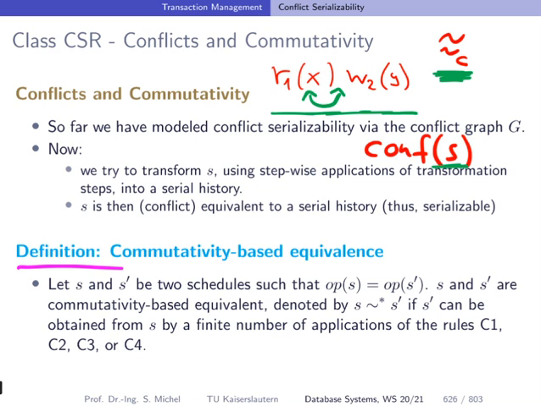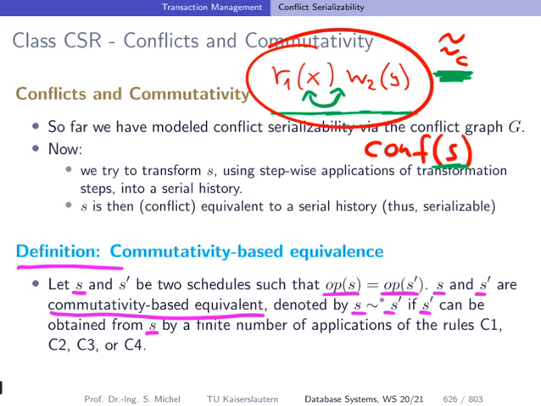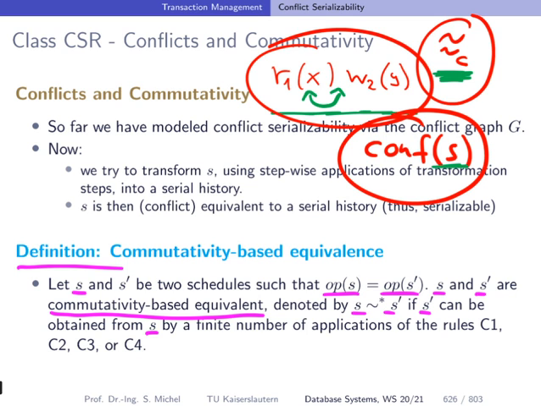Okay, definition: commutativity-based equivalence. We have two schedules, S and S prime. The operations within the schedule should be the same. This makes sense, right? I should talk about the same operations. Then S and S prime are so-called commutativity-based equivalent, denoted by S tilde star S prime, if S prime can be derived from S by a finite number of applications of rules C1 to C4. And these rules, at least C1, 2, 3, are exactly these swapping rules which are allowed and still preserve conflict equivalence because they're not modifying this conf relation.